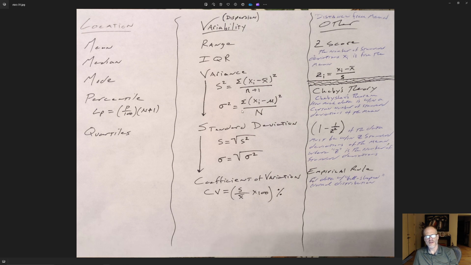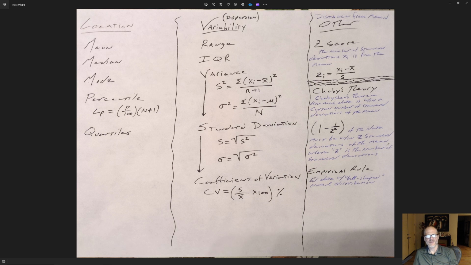And for a sample, use S squared. For a sample variance, use S squared. For a population variance, use sigma squared. For a sample variance, divide by n minus 1. For a population variance, divide by capital N.